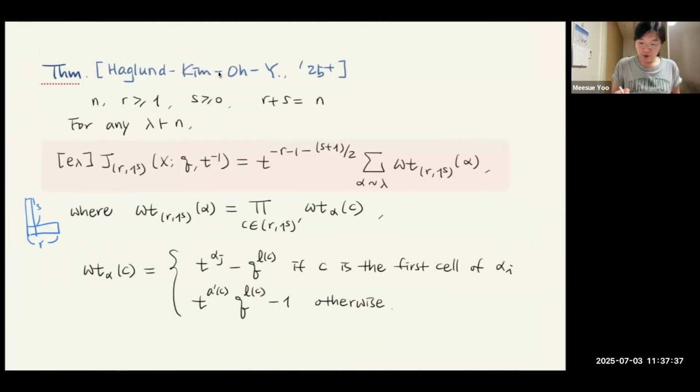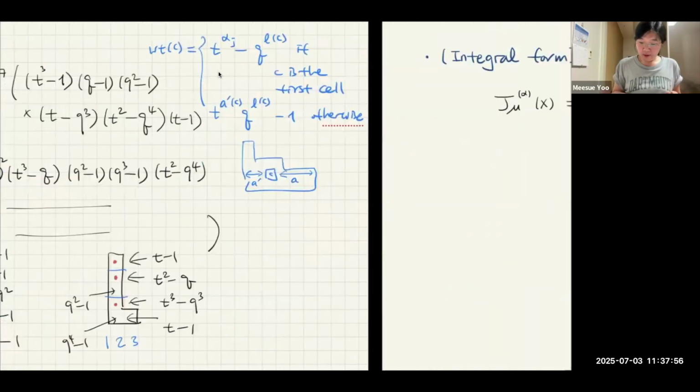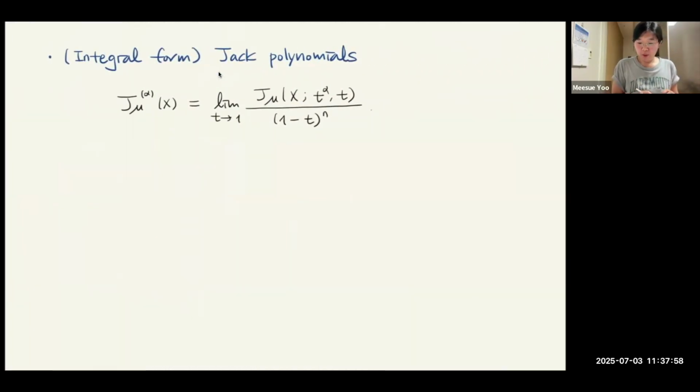So as far as the hook shape goes, we know the e-positivity of the Gasharov conjecture, but we're trying to see the coefficients in general. So there are such e-positivity conjectures. And then let me also mention the Jack polynomials.